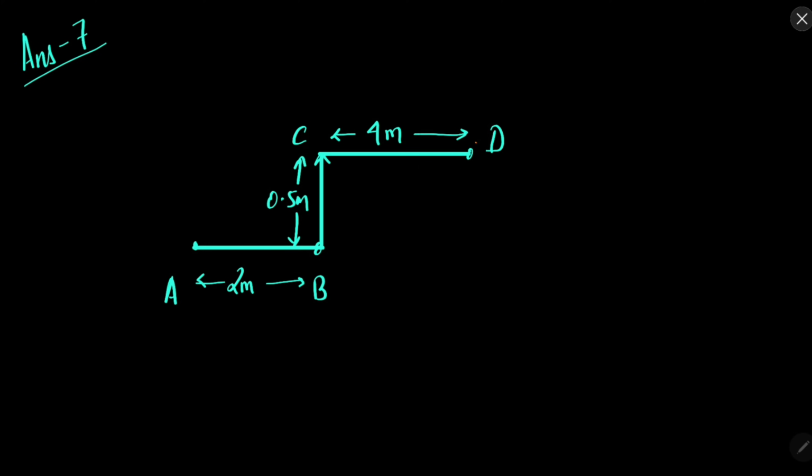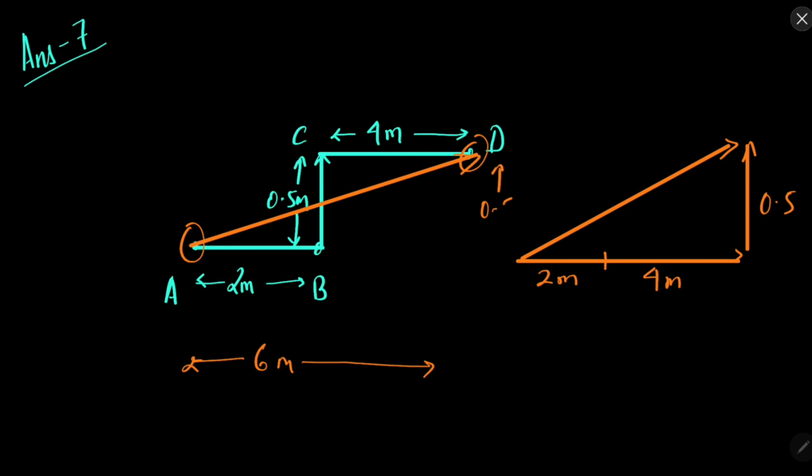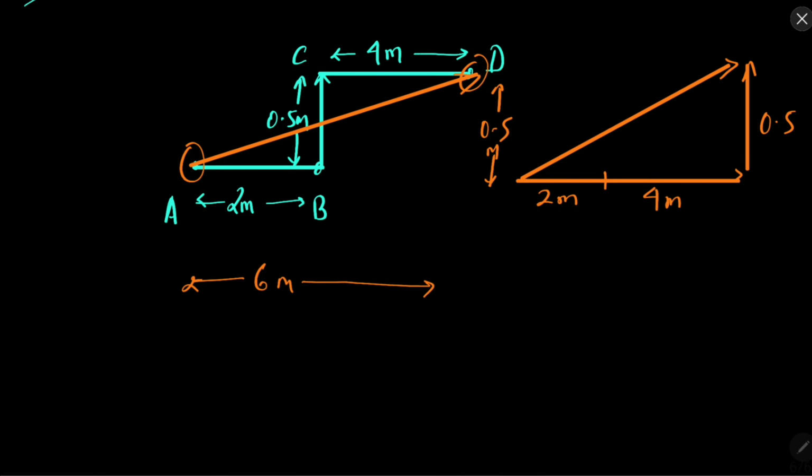So the final point and the initial point, we have to find the resultant. Resultant is that. So how can we find the resultant? We can find the resultant by drawing this particular diagram. So this much is 2, this much is 4, and this is 0.5. So this is total 6 meter, and this is 0.5 meter. Hopefully now you can easily solve this question.